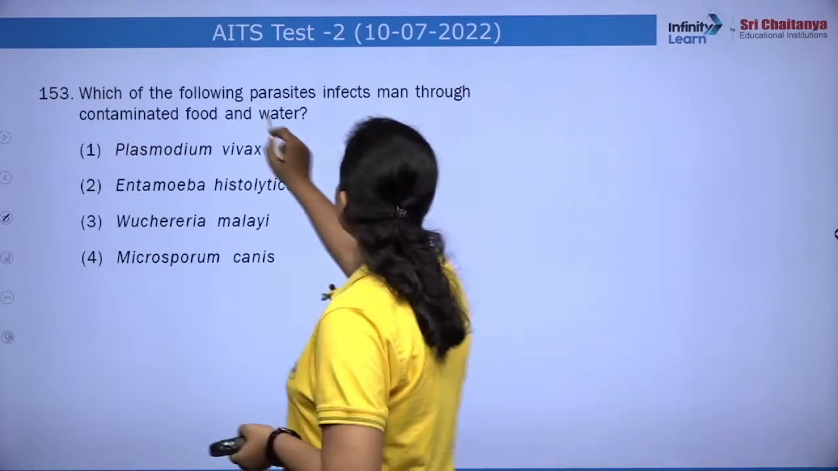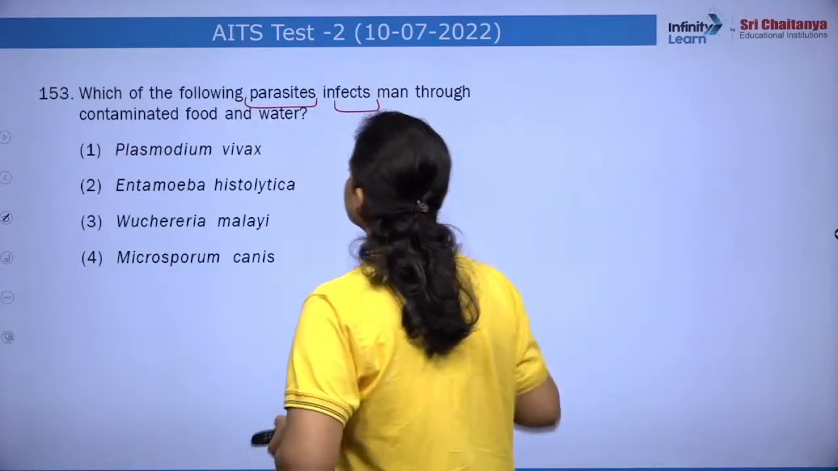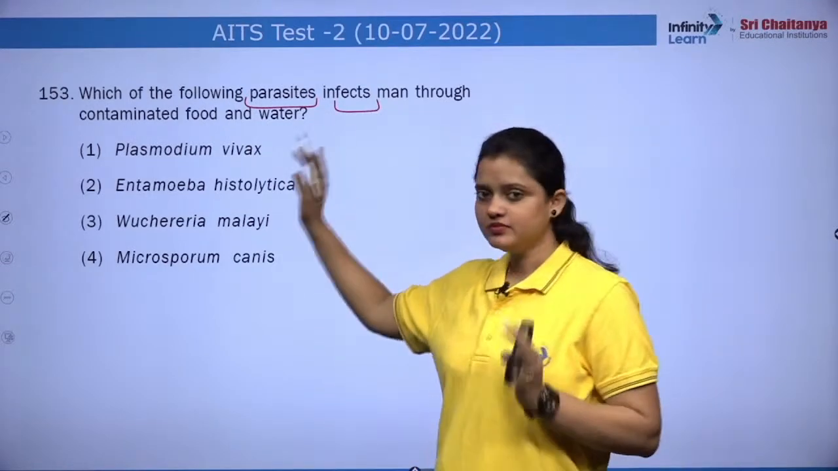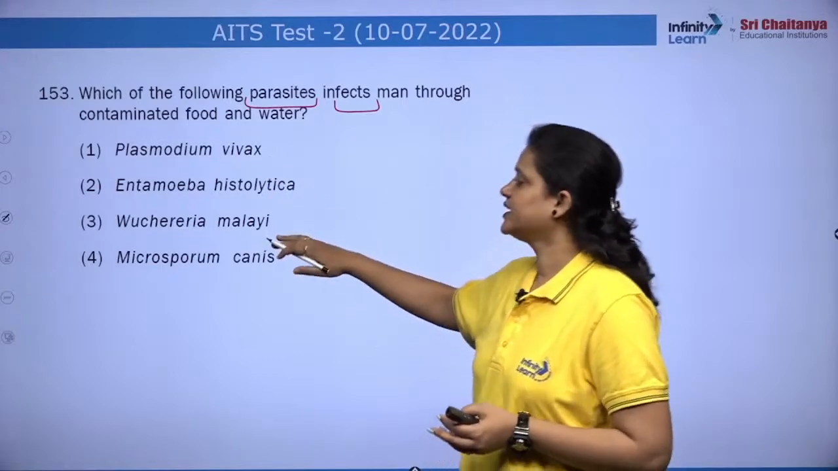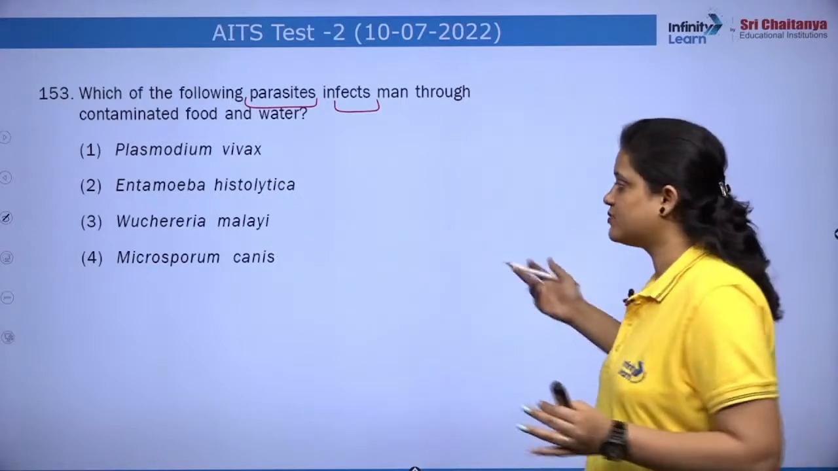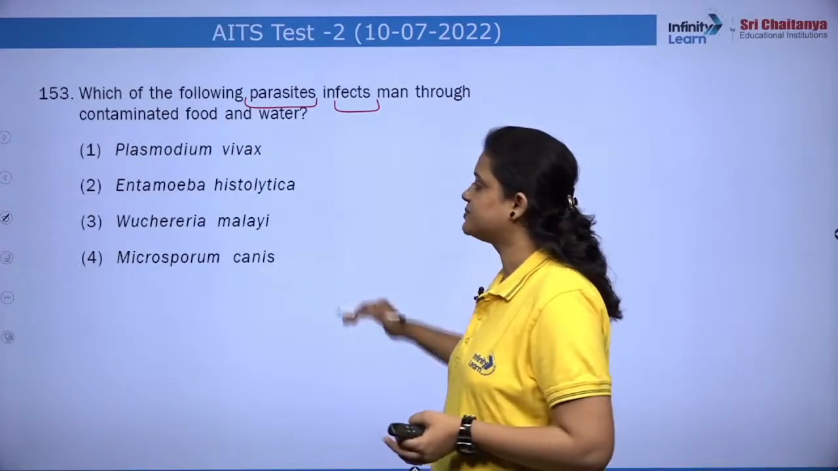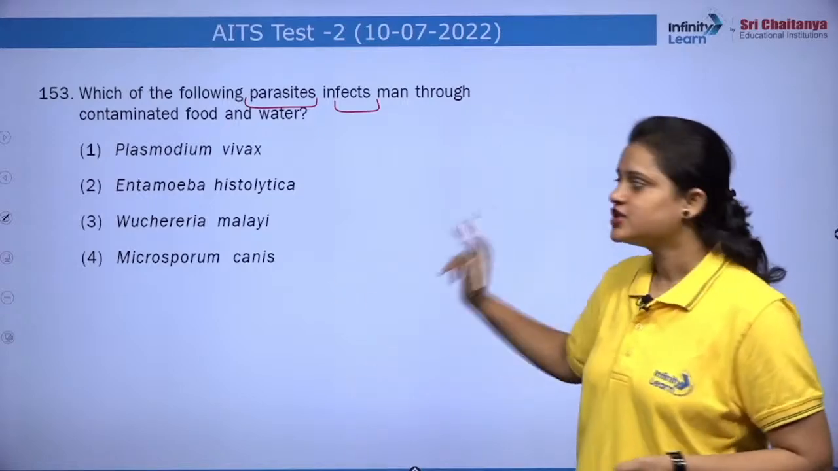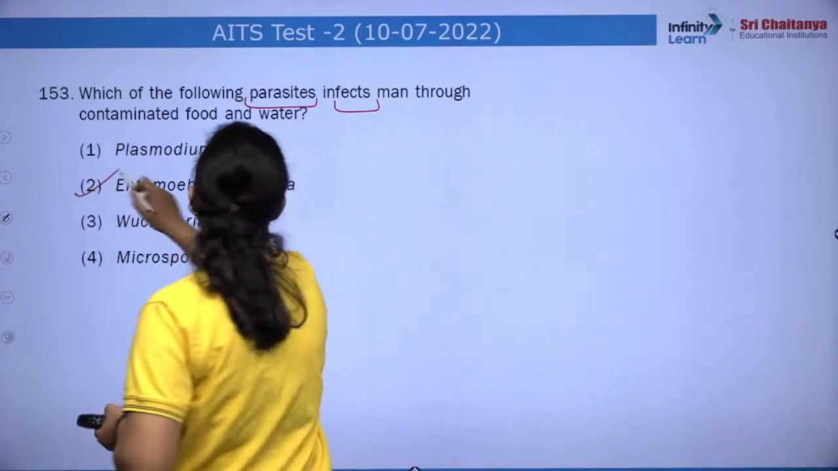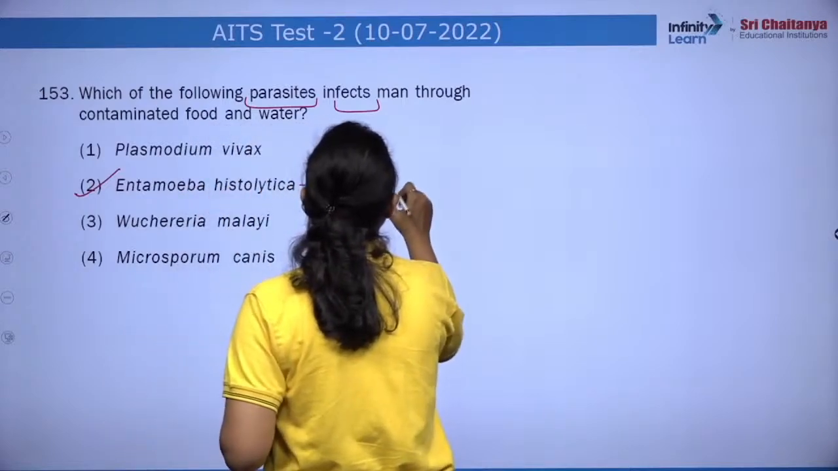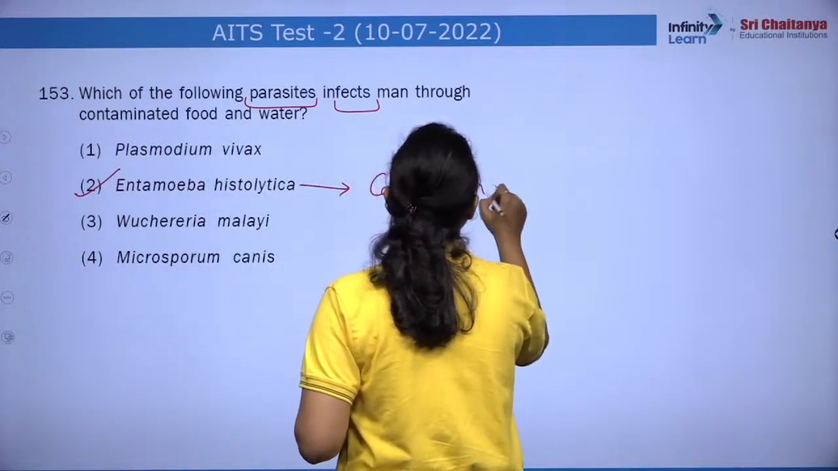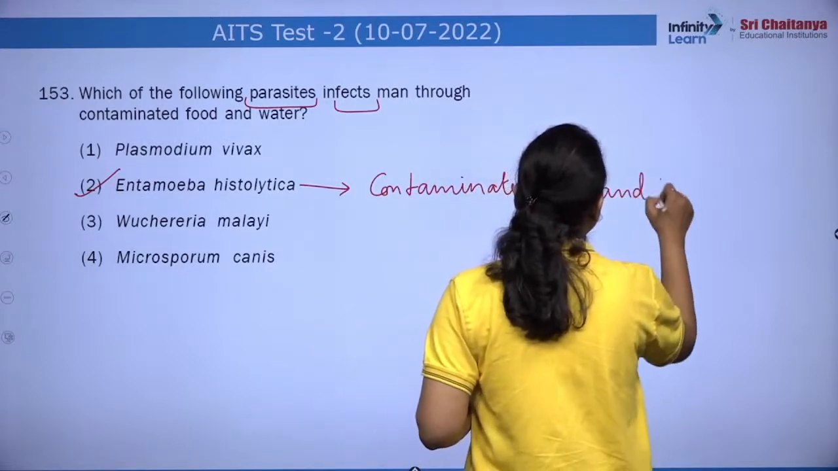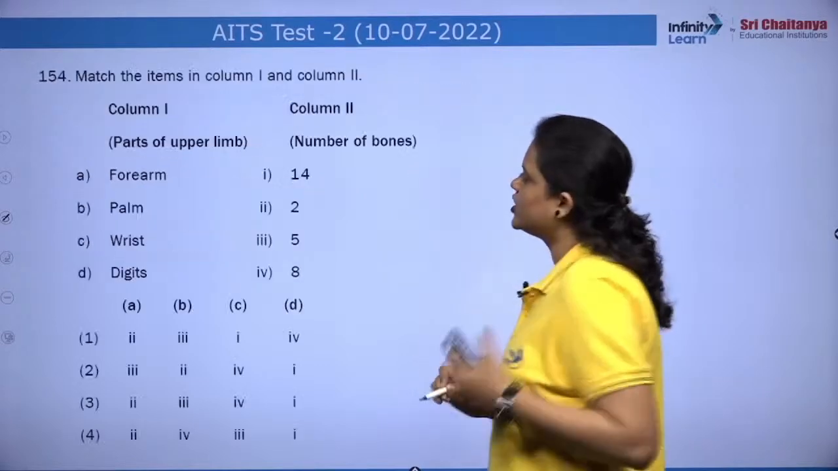Which of the following parasites infect man through contaminated food and water? Plasmodium vivax, spread by mosquito. Wuchereria bancrofti, also spread by Culex mosquito. Microsporum canis is spread by sharing of personal belongings because it is a fungus. So the correct option here will be Entamoeba histolytica, which is spread by contaminated food and water. Now let's move on to our next question.